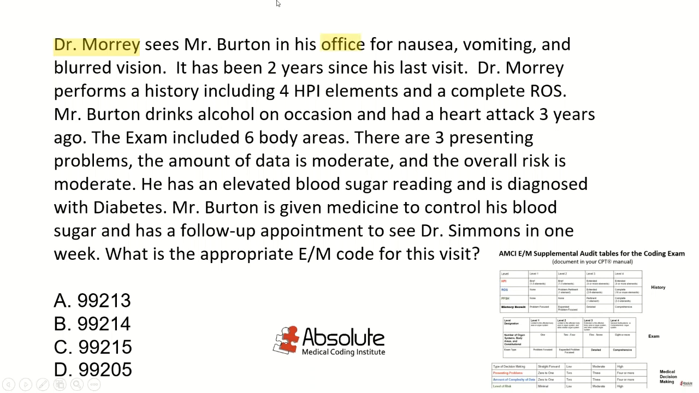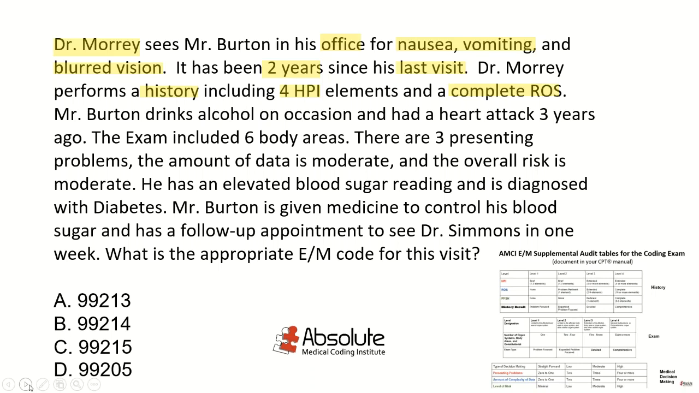The where, so the location is going to be in the office. Okay, that's good because those are all office visit codes down there. We have nausea, vomiting, and blurred vision. It's been 2 years since this patient's last visit. We have a history that includes 4 HPI elements.